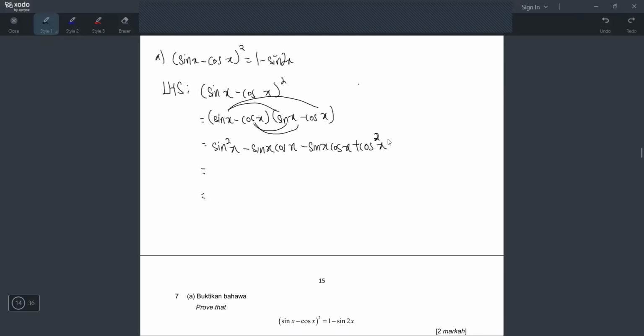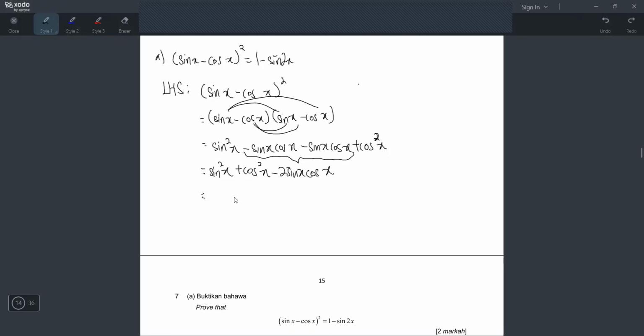And the square we always write here. Some students write it at the x, like x square. Wrong, wrong, wrong. The square have to be written here. Okay, what is negative sine x cos x minus sine x cos x? It's negative 2 sine x cos x, right? So it will be sine square x, okay, let's write this first, plus cos square x. And then this thing you can combine to become negative 2 sine x cos x, right?